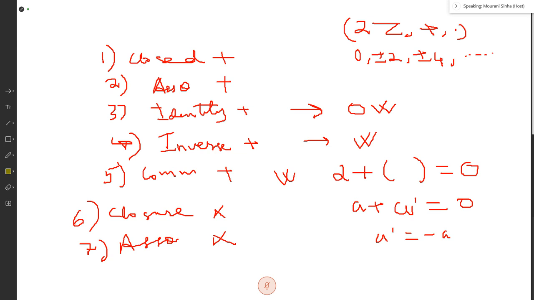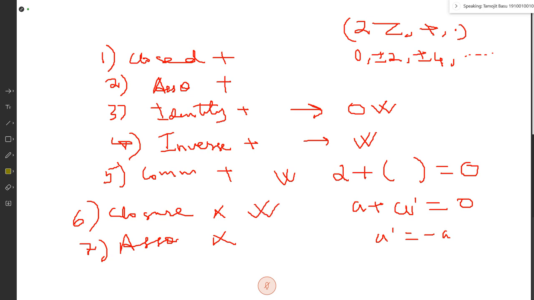For multiplication, closure is true. Why? Because multiplication of any two even numbers will always give an even number. Yes, very good. If I multiply two even numbers, I will always get another even number. There is no doubt in this, so the closure property will hold.